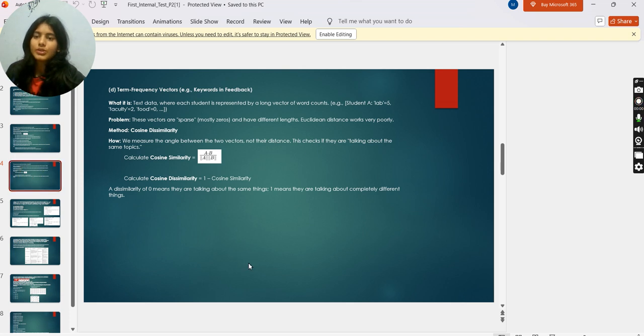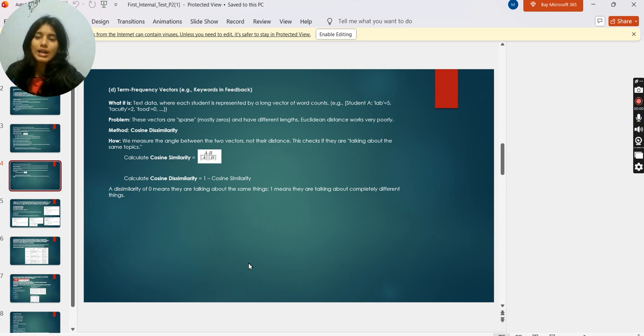Now D is term frequency vectors, that is keywords in feedback. What is it? Text data where each student is represented by a long vector of word counts, that is student A: lab equals 5, faculty equals 2, food equals 0. Problem: these vectors are sparse, mostly zeros, and have different lengths. Euclidean distance works very poorly, so the method, cosine dissimilarity, will work well here. So how do we measure the angle between the two vectors and not their distance? This checks if they are talking about the same topic.